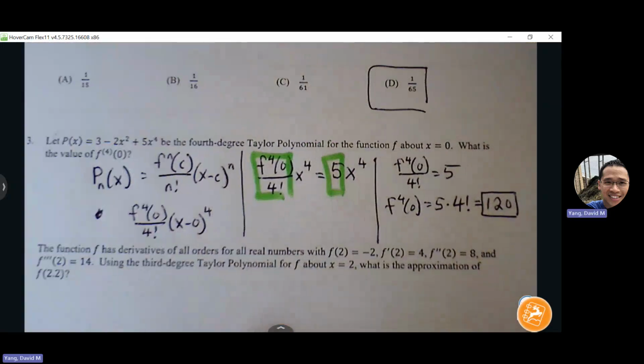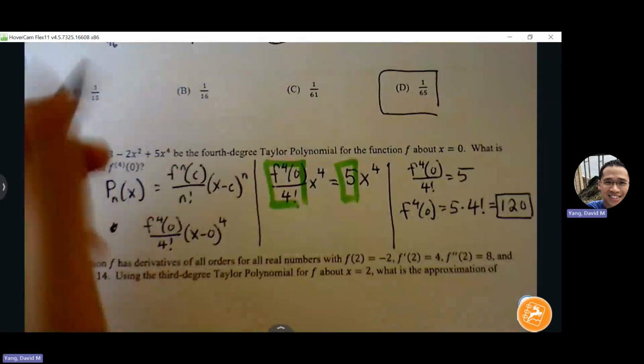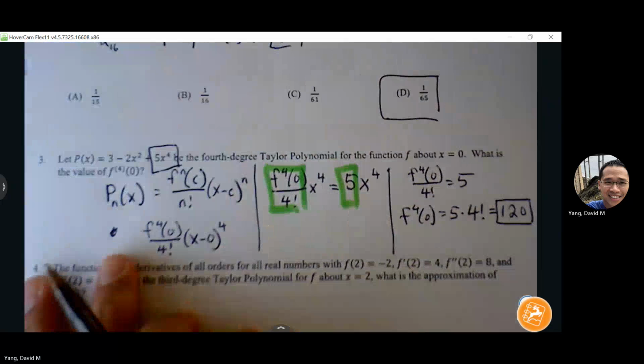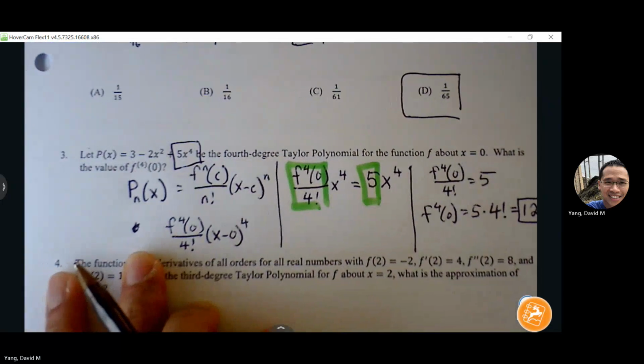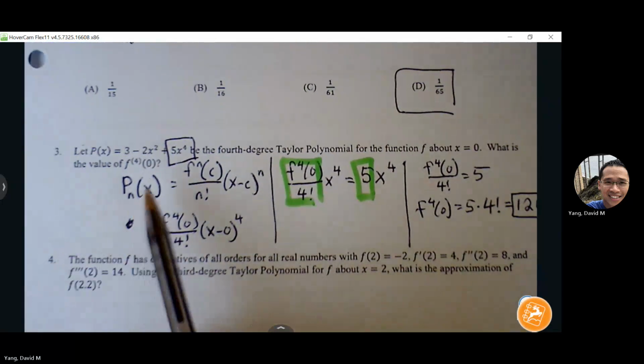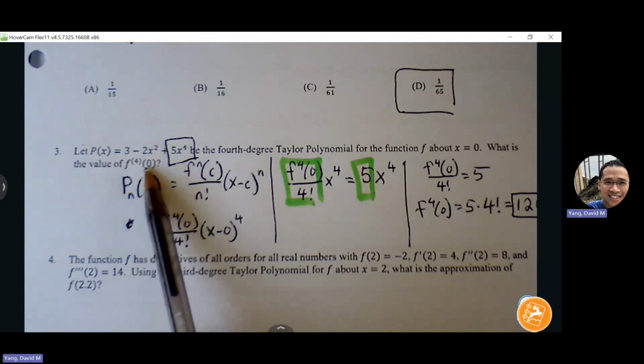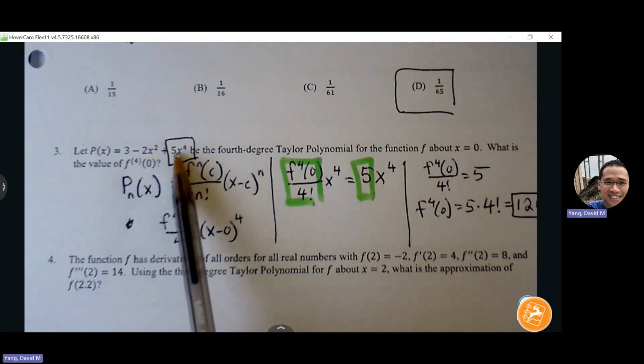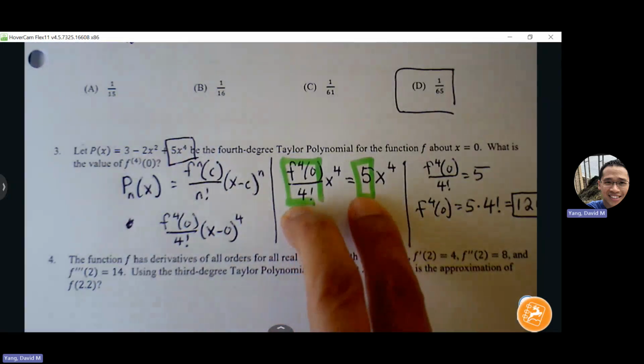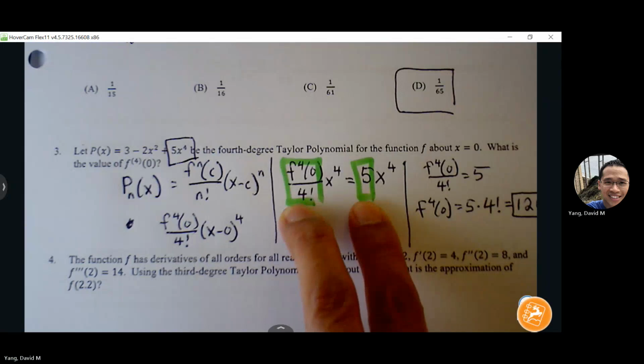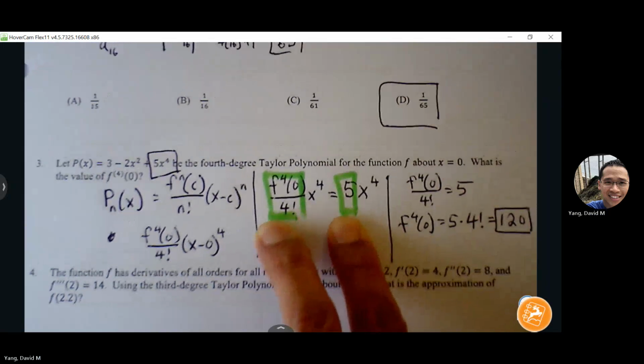Sure. Where do you get 5x to the 4th from? From this term here. Because I know the 4th derivative evaluated at 0 must be involving the 4th degree term of my Taylor polynomial. So I know that these are talking about the same thing. Thank you.